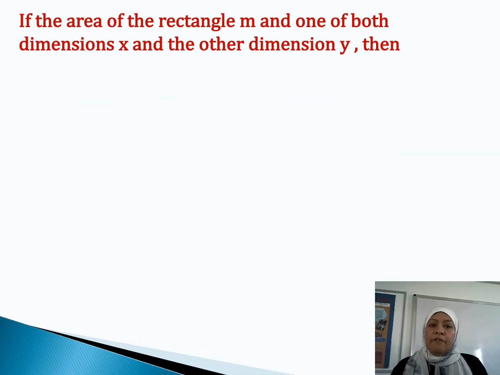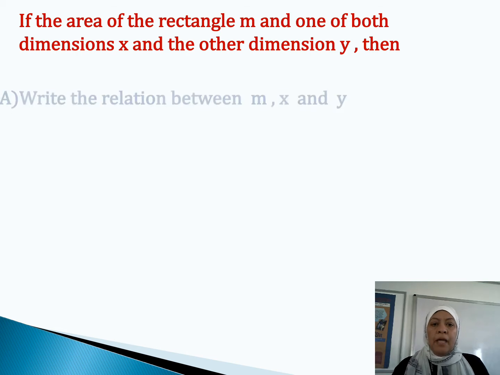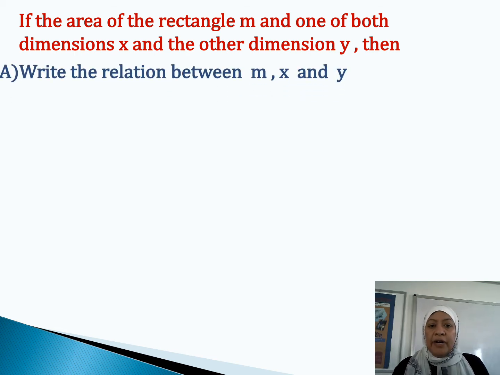Okay, let's start to explain. If the area of the rectangle is M, and one of the dimensions is x and the other dimension is y, how do we get the area of the rectangle? It means x product y, so M equals xy. Write the relation between M, x and y. So we said M equals xy.